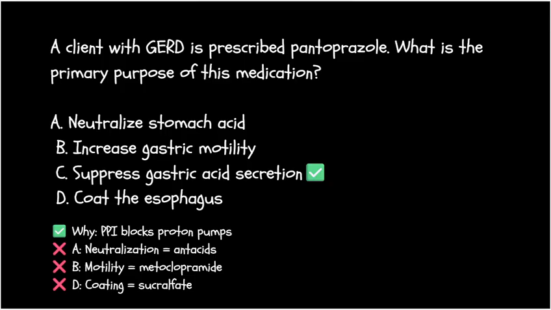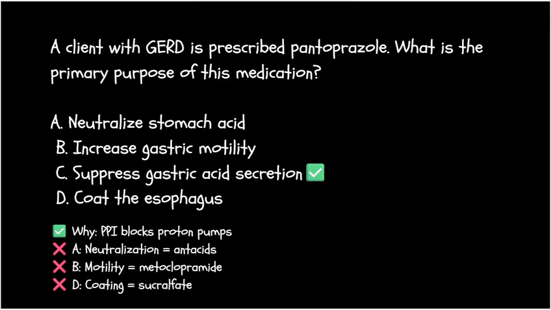It's not the same preventing someone from growing than preventing the acid from growing than neutralizing the acidity level, which is anti-acid. Okay, so why not motility? Why not B? That's metoclopramide. Motility, we're not talking about motility. We're talking about acid in the stomach. This is GERD, this is reflux. And D, no. When we talk about coating in the esophagus, we're usually talking about sucralfate, right? We're usually not talking about pantoprazole.